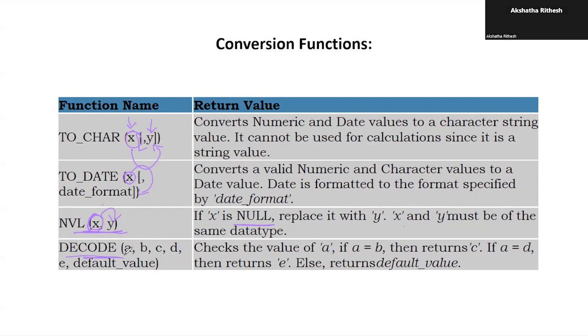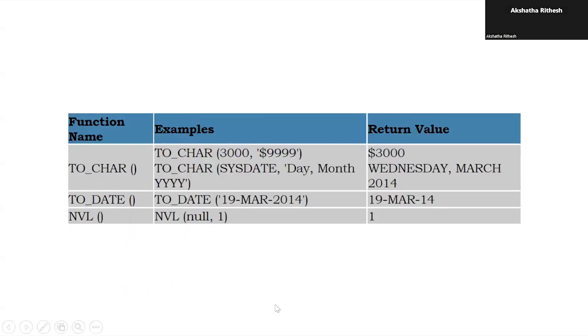Next, we have DECODE(A, B, C, D, E, default). What is happening here is we are going to decode. First, this query is going to check whether A and B are equal. If they are equal, C is going to be returned. If not, it is going to check A and D. If A and D are equal, then E is given as the output. If A is not matching with B and A is not matching with D, then the default value will be returned. All right, so this is how your decode function works. Let us see the examples.